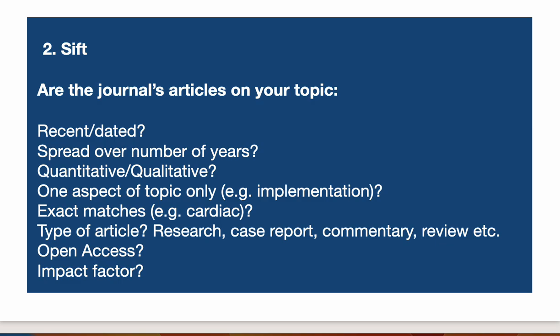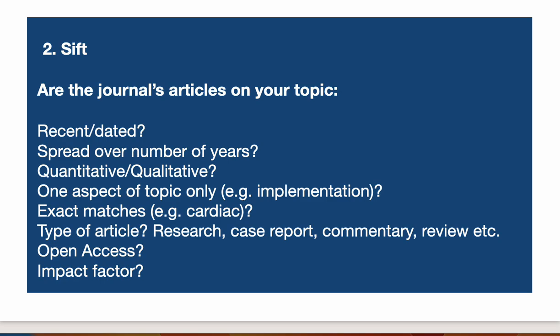I whittled it down to 17 journal titles, which, as I say, is a lot. You'll often find less than that depending on what topic you're writing about. And then I did a sifting of these journals. So I looked at the journals and I looked at the papers on the subject that I wanted to write about in those journals. And I asked myself these questions.